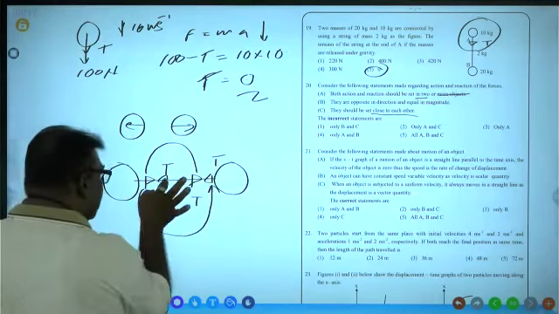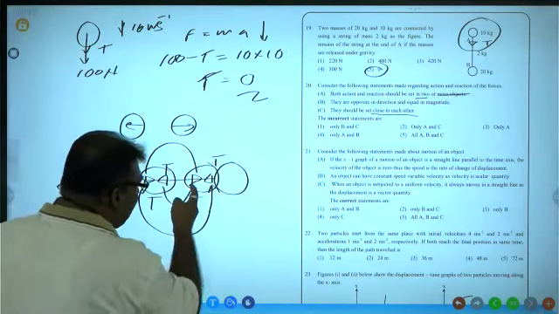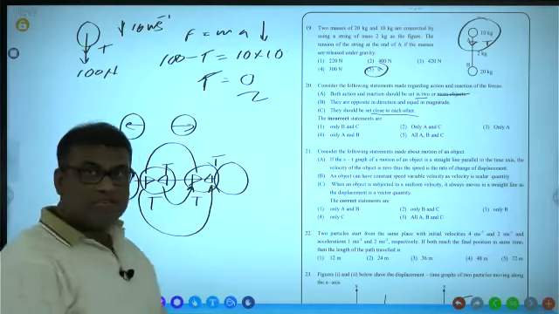Action reaction pair should be these two as well as these two. Action reaction won't be created on the same object. It should lie on two objects, right?